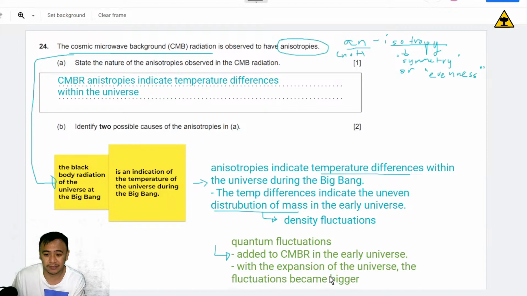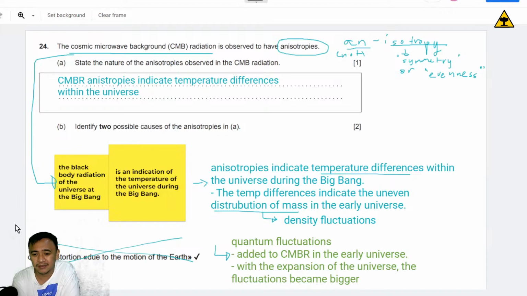There's a third one in the marking scheme. I'll just tell you what it is. It's dipole distortion due to the motion of the Earth. In other words, the motion of the Earth contributes to the CMBR as well, at least the way we observe it. But I would not normally say this one, for one reason: it's not really a big cause. These two are going to be the better answers: quantum fluctuation, and uneven distribution of mass in the early universe.